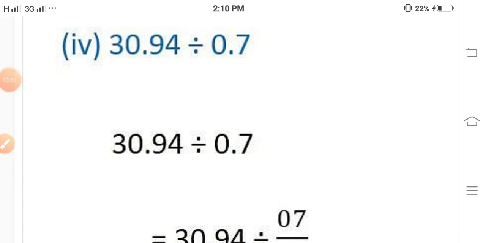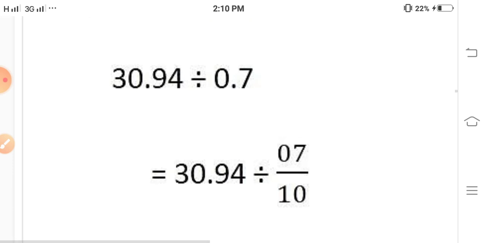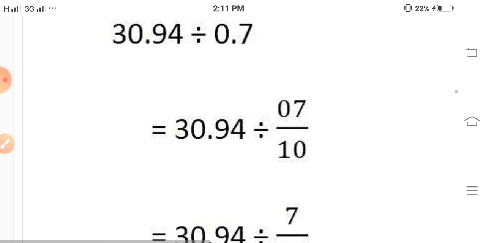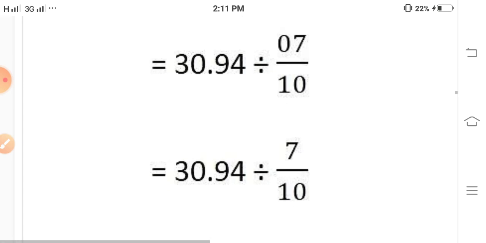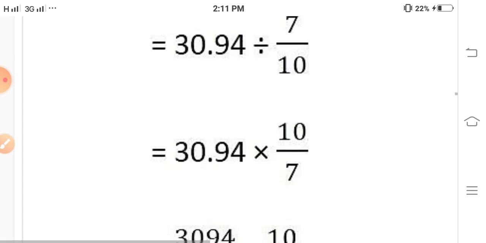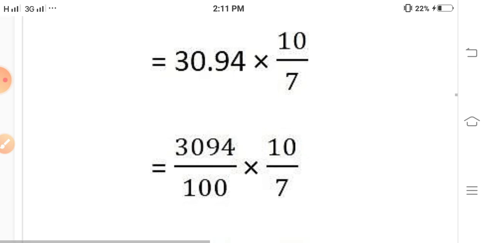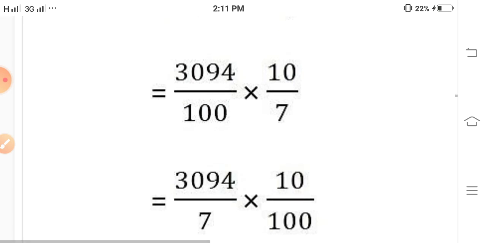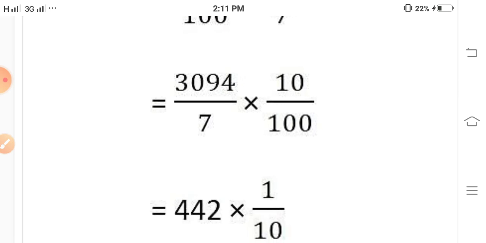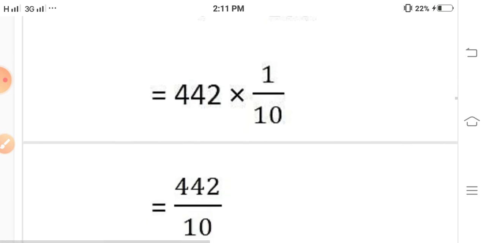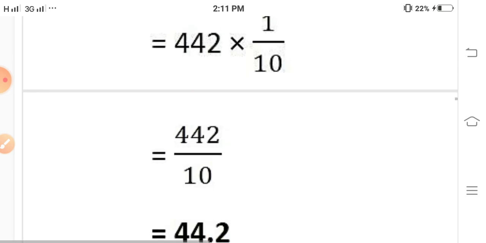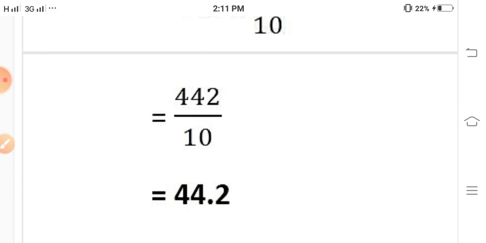Fourth part, 30.94 divided by 0.7. Remove the decimal of the second term. It becomes 7 upon 10. Now take its reciprocal and change the sign. It becomes 30.94 multiplied by 10 upon 7. Remove the decimal now and simplify it. So 10 and 100 will be cancelled out, and 7 and 3094 will be cancelled out. So it is equal to 442 upon 10, which is equal to 44.2.